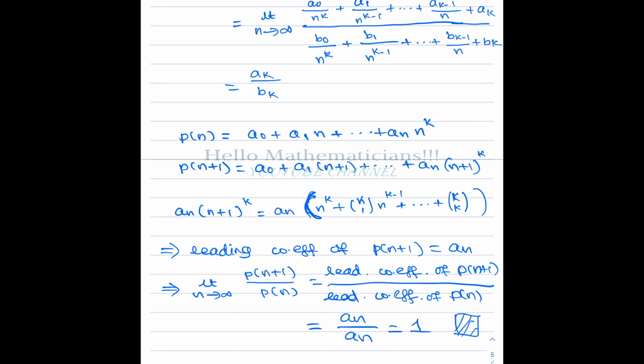So let's calculate. (n plus 1) whole power k, you expand using the binomial theorem: you get n power k plus k choose 1 n power k minus 1 plus etc. plus k choose k. If you multiply by an inside, we see that in this polynomial also the leading term is an n power k, because all the others are n power k minus 1, n power k minus 2, and then the constant term, which is 1. So the leading coefficient of p of n plus 1 equals an.